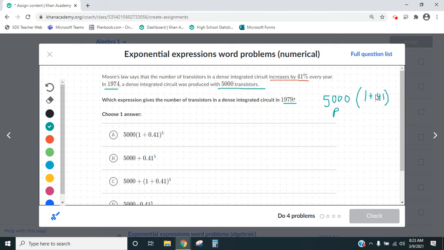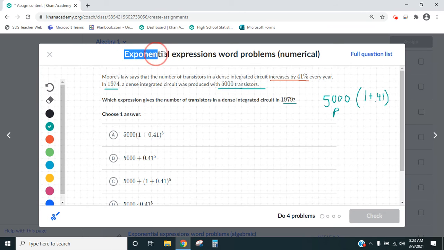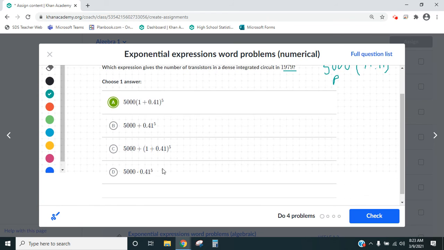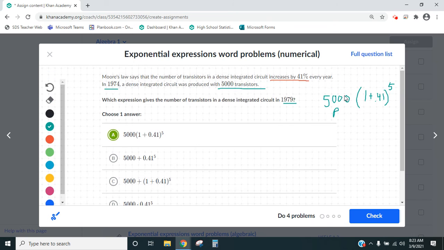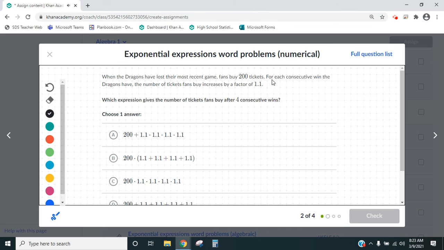Okay, how many years did it happen? 5. Because this is an exponential expression, we're not going to say times 5. We're going to say to the 5th power. It's an exponent. Bingo. Right there. This is almost correct, except it doesn't have that little 1 right here. This would mean it's actually shrinking because it's times 0.41. C is saying 5,000 plus 1 point... No, that's wrong. We need to have this times like that. There we go.